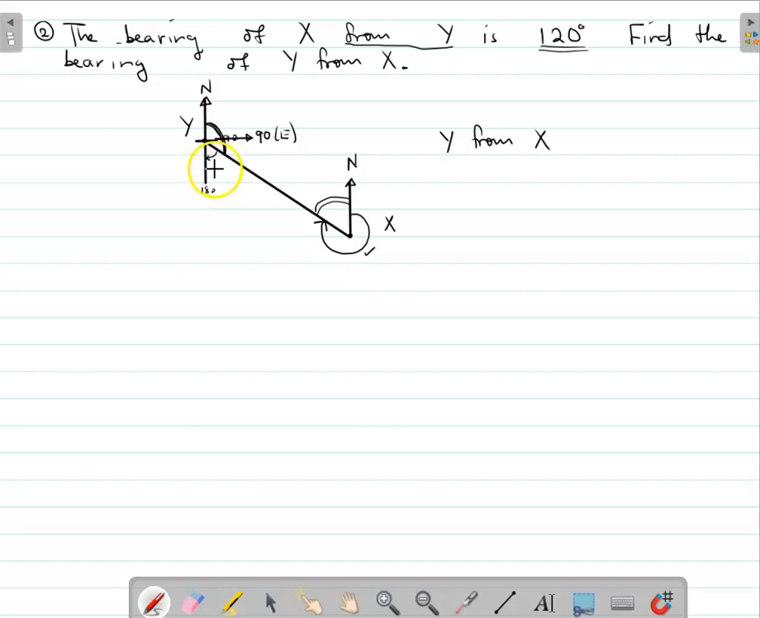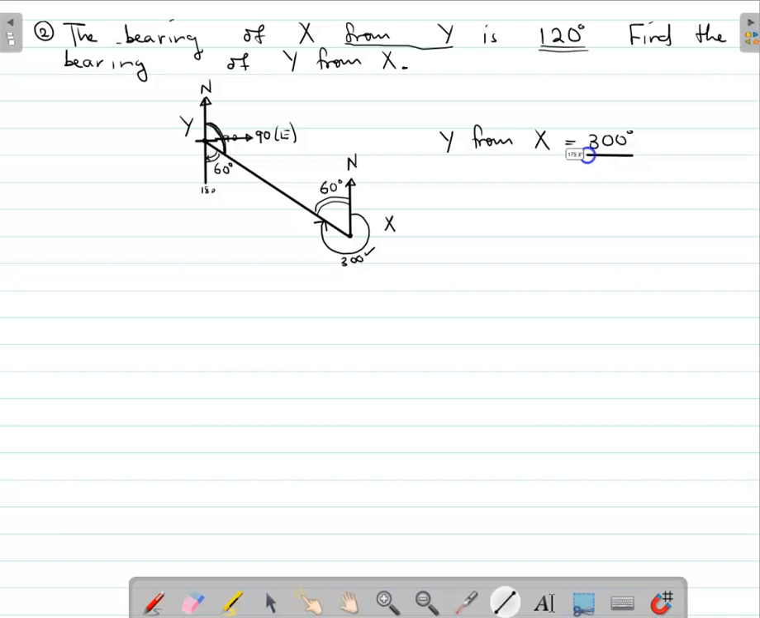Okay, so I know you found it correctly, and it is what? This is 60 degrees. Now let's go back to what we discussed, alternate angles. This angle is alternate to this one, which means this one is 60 degrees. So this one now will be 360 minus 60, which is 300. So it means the bearing of Y from X is 300 degrees.